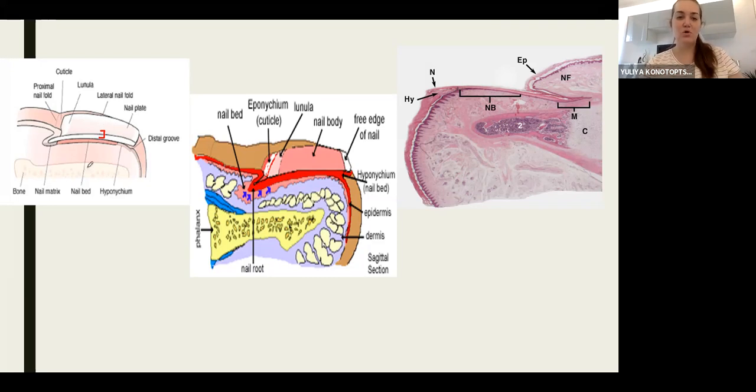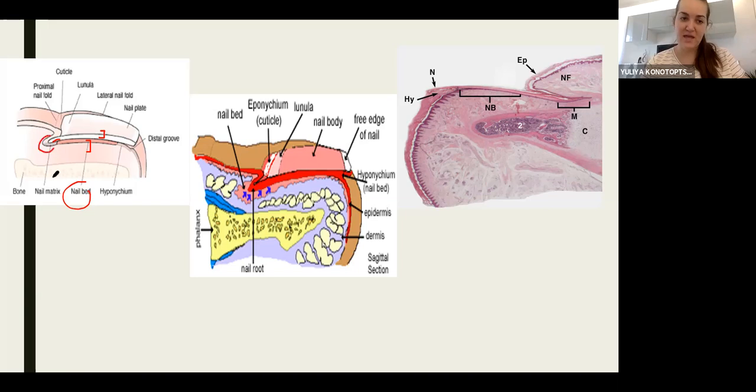Nail plate is lying on a nail bed. Right under it here, you can see the nail bed. Nail bed is just vascularized connective tissue. Okay, so this is the area which is just vascularized connective tissue. That's it. Here is the root of the nail that goes a bit deeper.